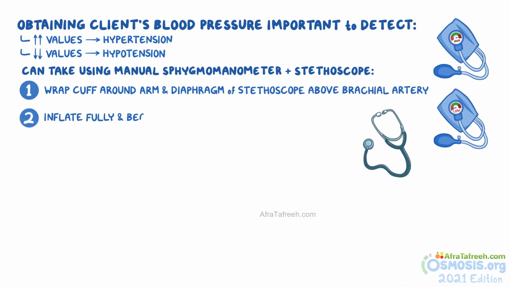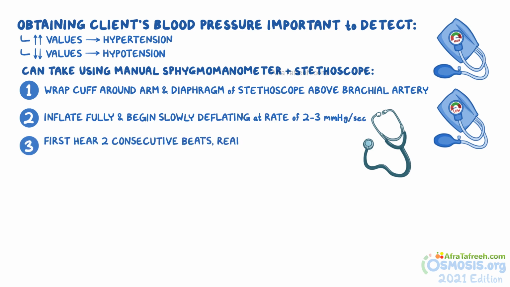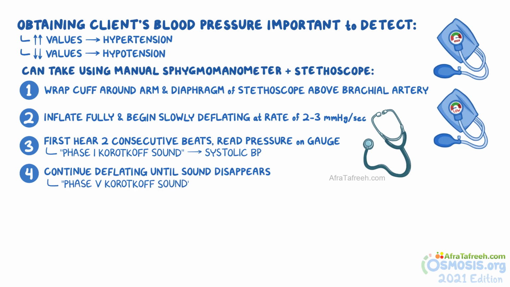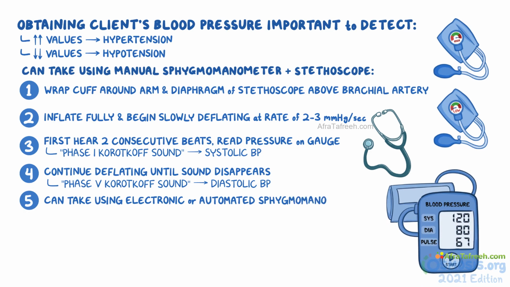Inflate the cuff fully and begin slowly deflating it at a rate of about 2 to 3 millimeters of mercury per second. When you first hear 2 consecutive beats, read the pressure on the gauge. This is the phase 1 Korotkov sound, which corresponds to the systolic blood pressure. Continue deflating until the sound disappears entirely, and this is the phase 5 Korotkov sound, which corresponds to the diastolic blood pressure. Otherwise, you can take the client's blood pressure using an electronic or automated sphygmomanometer.